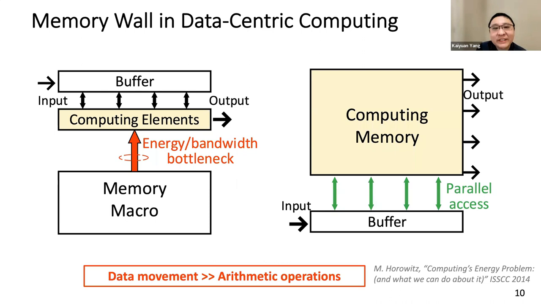So the solution we are looking at to alleviate this memory wall and bottleneck is to do computing directly inside memory, so that when you read from the memory, you directly read the computed results instead of reading the raw data, computing off the memory, and then putting the data back into the memory. This will help us save the data movement cost, improve the throughput, and reduce the latency of the computing.